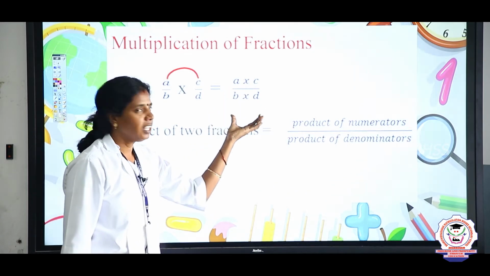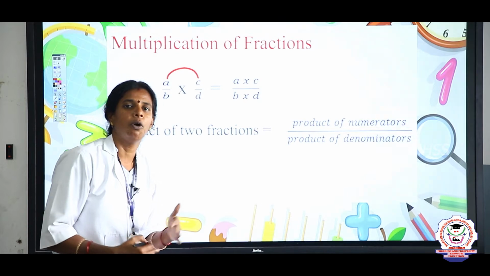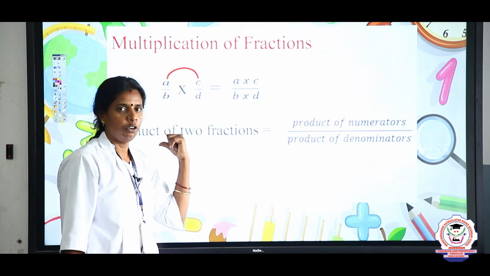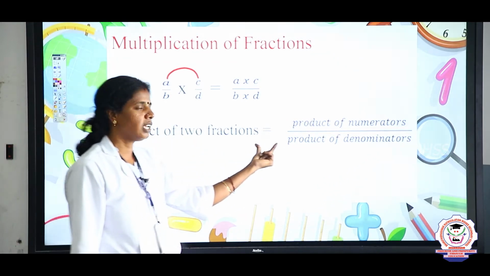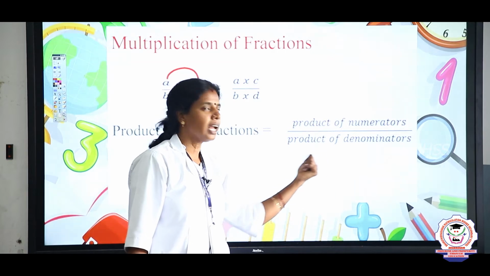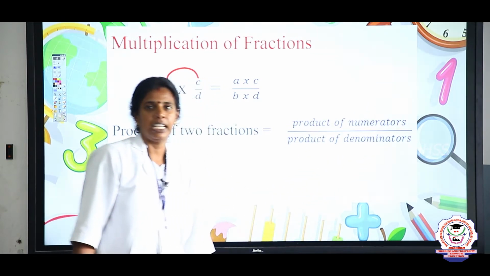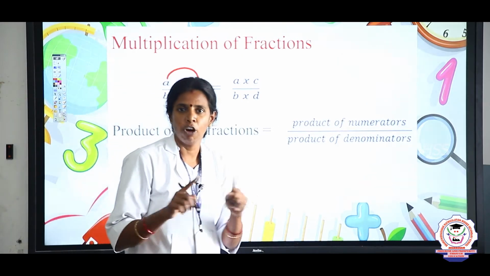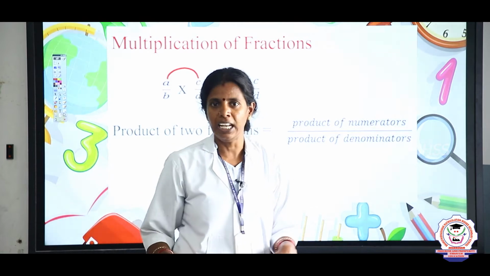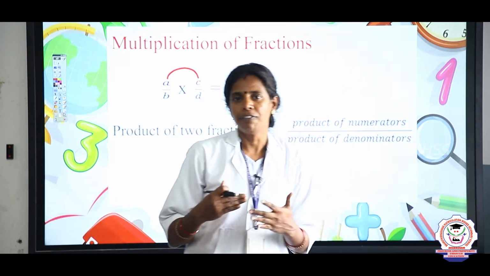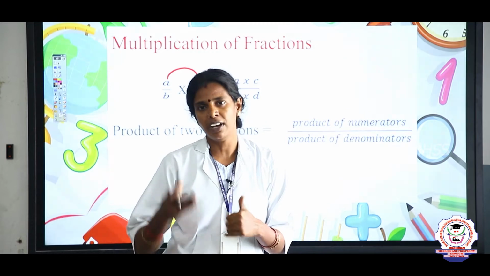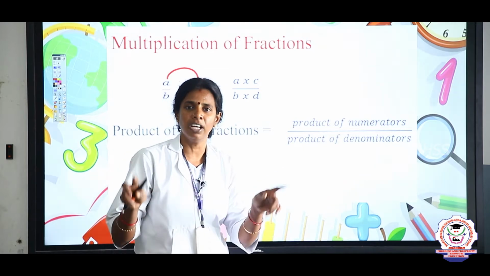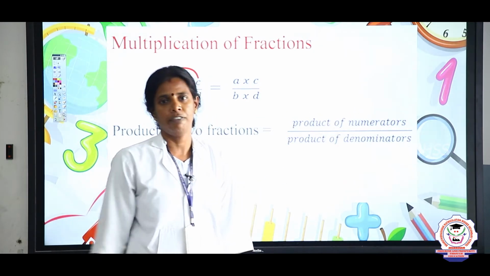Then we can simplify this and reduce it to the smallest form, then we can give the answer. Okay. So, this is the way to find the product of two fractions. See, the product of two fractions equals the product of the numerators by the product of the denominators. And where will we use this? To find the area of a square or rectangular field, we multiply fractions. When the length and breadth are given in fractions, we multiply the length and breadth to find the area of the rectangular field or square field, children.